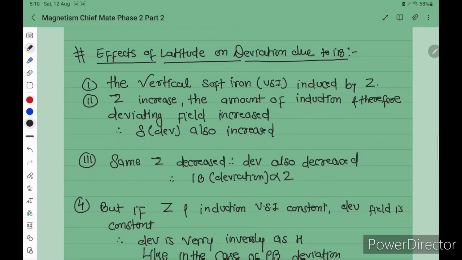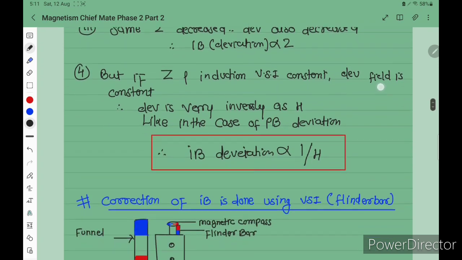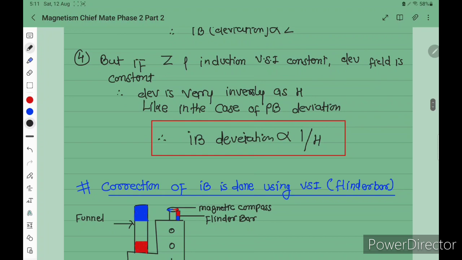The vertical soft iron VSI induced by Z increases the amount of induced field, therefore the deviating field increases. So deviation also increases. Same way, if the vertical component Z decreases, deviation also decreases. IB deviation is proportional to Z. But if Z and induction in vertical soft iron are constant, the deviating field is constant. So deviation varies inversely as H. Like in the case of PB, IB deviation is inversely proportional to H.